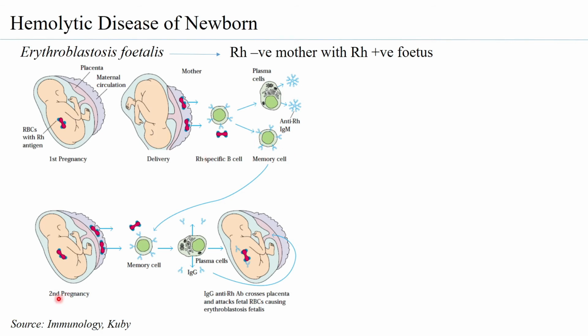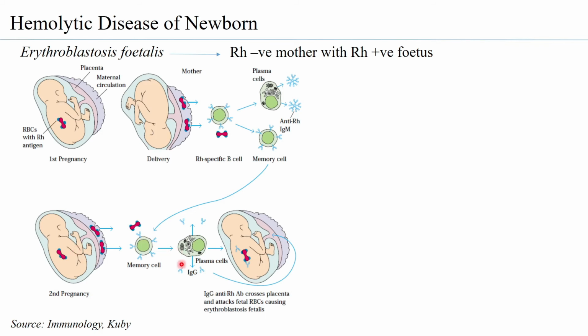So if the next pregnancy is also such that the fetus has Rh positive blood, that means it has the Rh factor. Now this time on, because it has the Rh factor and the mother already has a memory of the Rh factor, the moment you have the RBCs entering the blood system of the mother, she will give a very fast response because it already has a memory. So it has acquired memory, acquired immunity against the Rh factor.